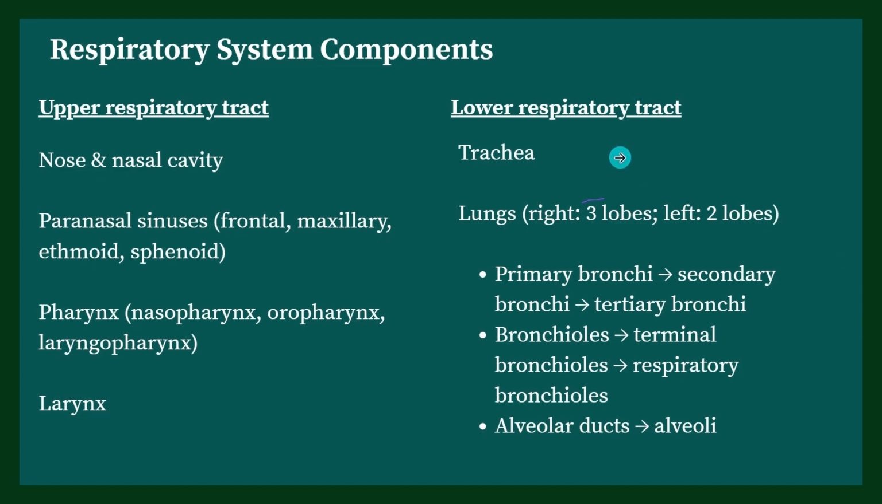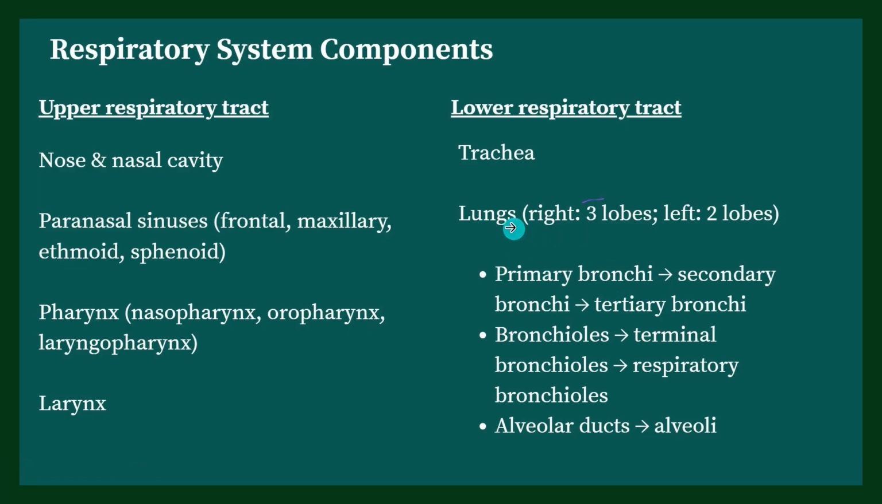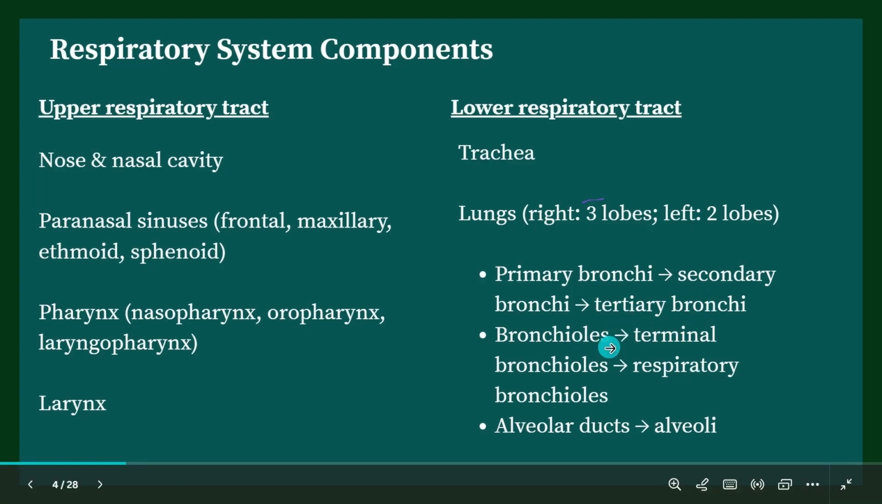Now, regarding the lower respiratory tract, we have the trachea, which is the tube that joins the larynx to the lungs. And then they have the lungs. So the lungs are the big containers for all this other stuff, the primary bronchi and the bronchioles and the alveoli, right?